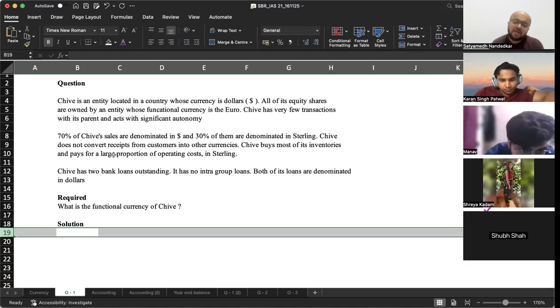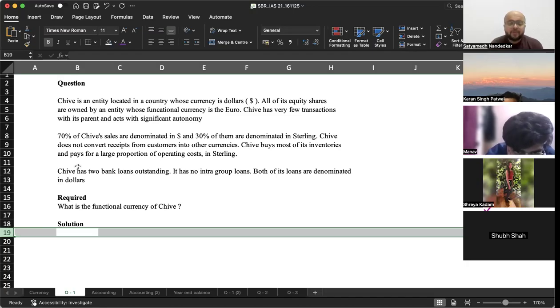Chive does not convert receipts from customers into other currencies, which means if you have received money in dollars, you will retain that in dollars. If you have received money in sterling pounds, it is retained in that. Then Chive buys most of its inventories and pays for a large proportion of operating cost in sterling.